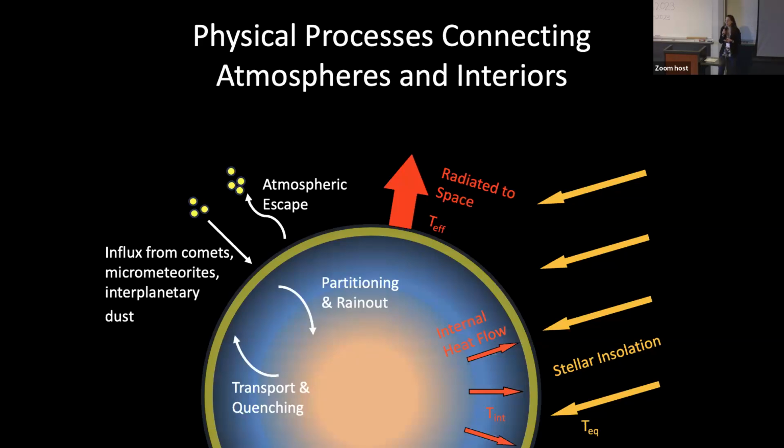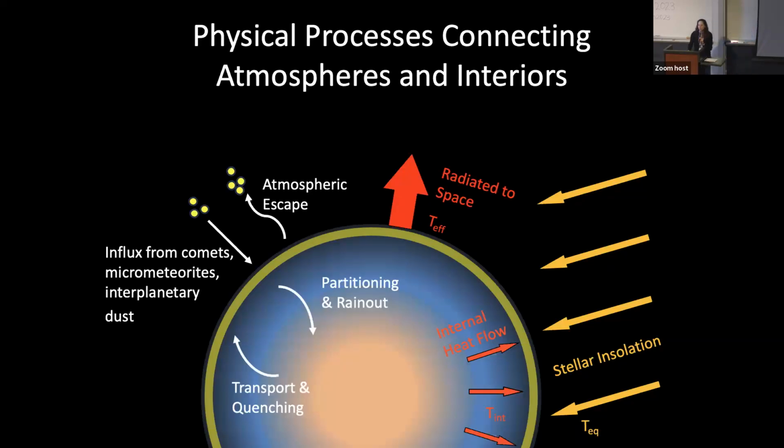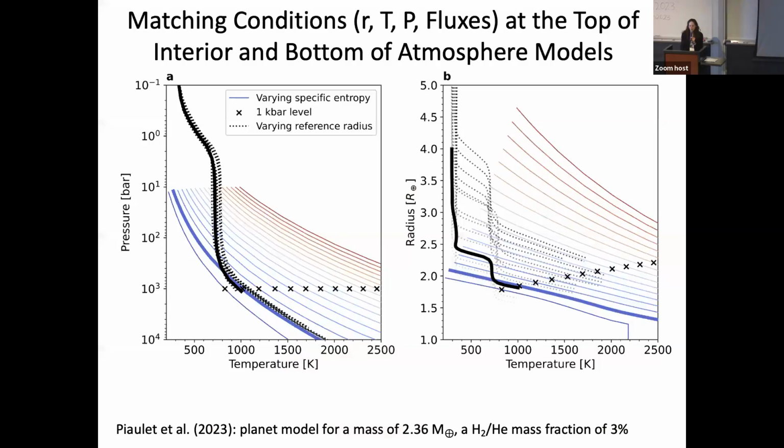Okay, so what are some of the physical processes that connect planet atmospheres and interiors? Well, there are processes both involving energy budgets and also the transport of material and compositions. These planets are receiving energy from their host star, of course, but the atmospheres also get some internal heat flow, some intrinsic heat entering the atmosphere from below, from the interior. And then the planets radiate away to space. So let me dig in a little bit more into this.